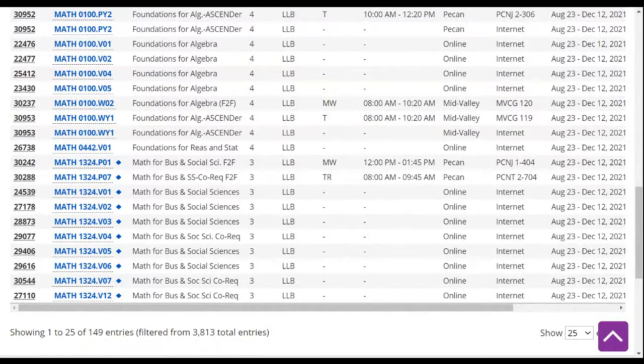So Ezra, yours was 1324. So what we're going to do here, if you look at this one right here, this one says Math 1324, but if you notice this part right here, it says co-requisite. That's the one that we're looking for. Just to give you a heads up, if you wanted to do a face-to-face class, they do have one bright and early in the morning at Pecan Campus at 8 in the morning. But you're looking for the one that says co-requisite.